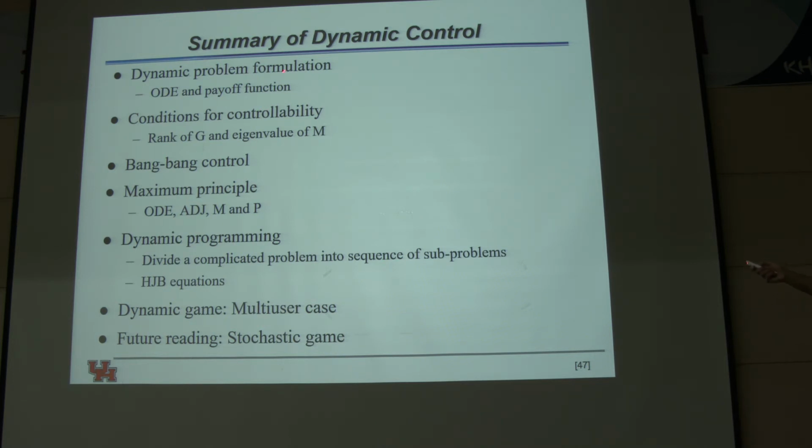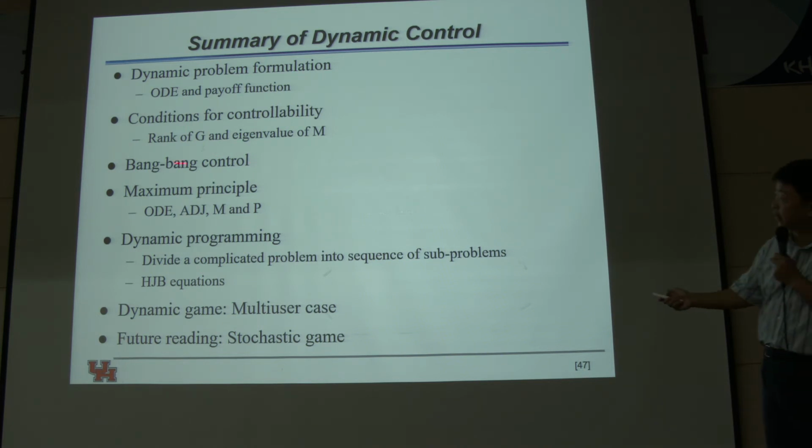What is the problem formulation? You have an ODE and you have a payoff function, an integration over time. And for such things, you need to prove that your system is controllable and observable. Basically it depends on your ODE and the payoff function eigenvalue. And if your payoff function is linear, then you will have a bang-bang control, basically plus 1 and minus 1 control, like this kind of rocket engine.